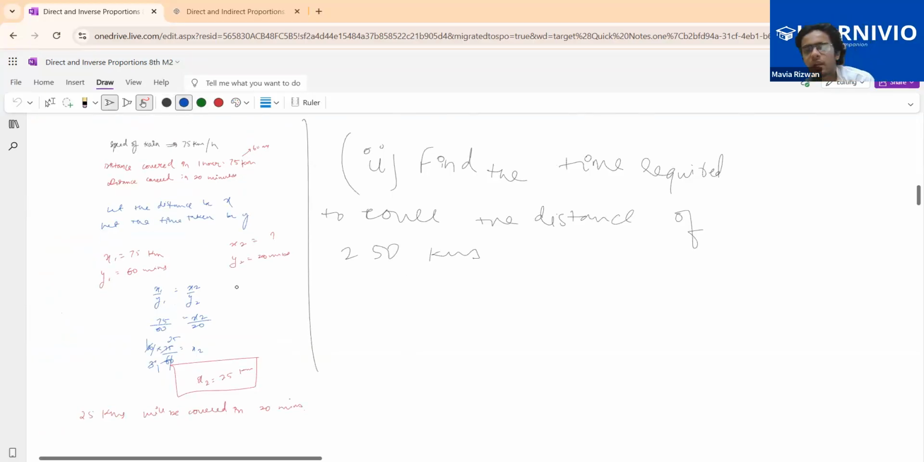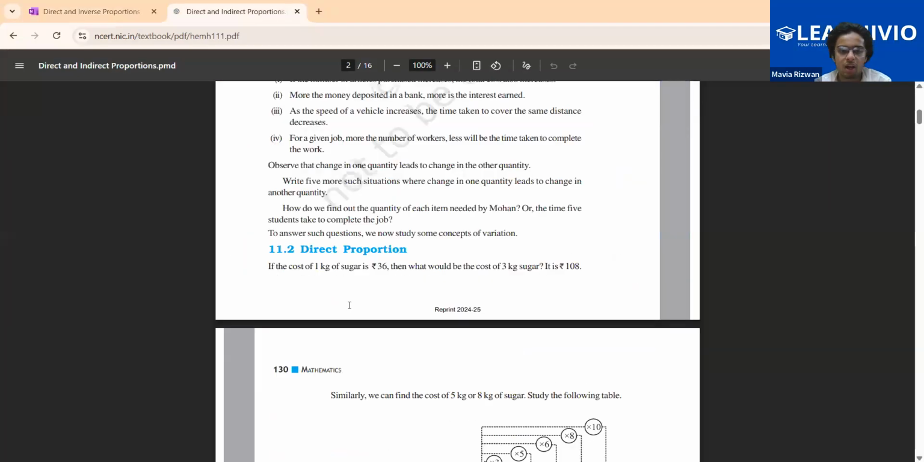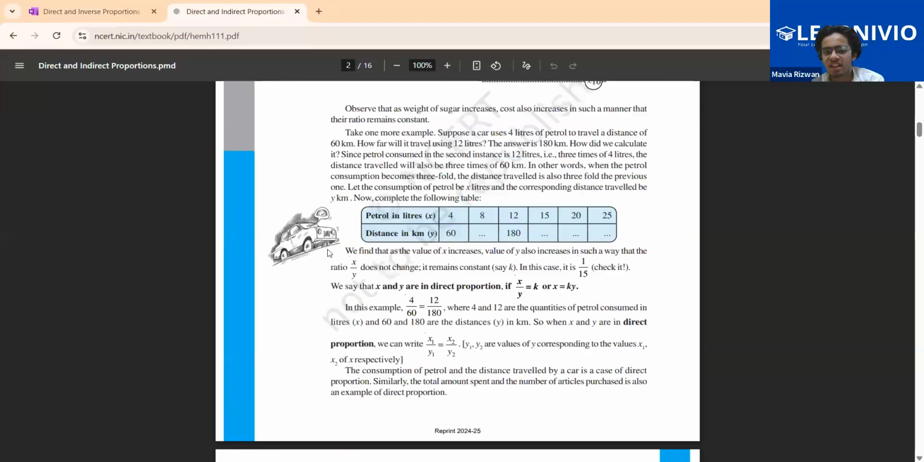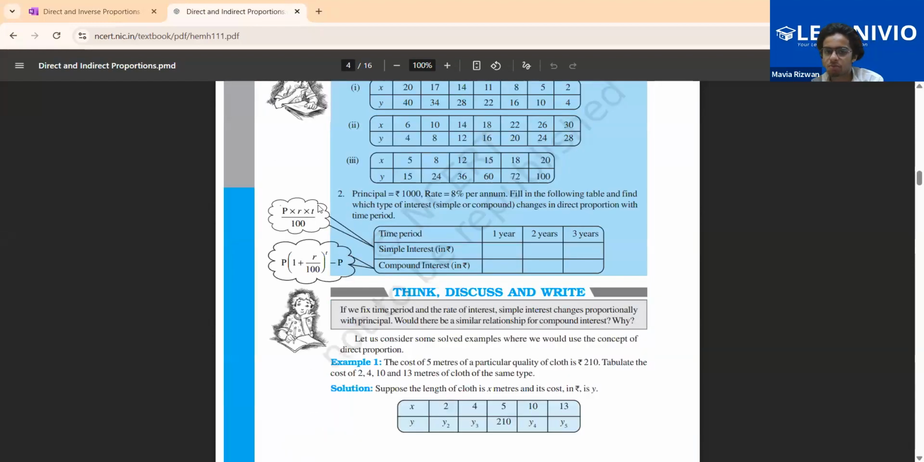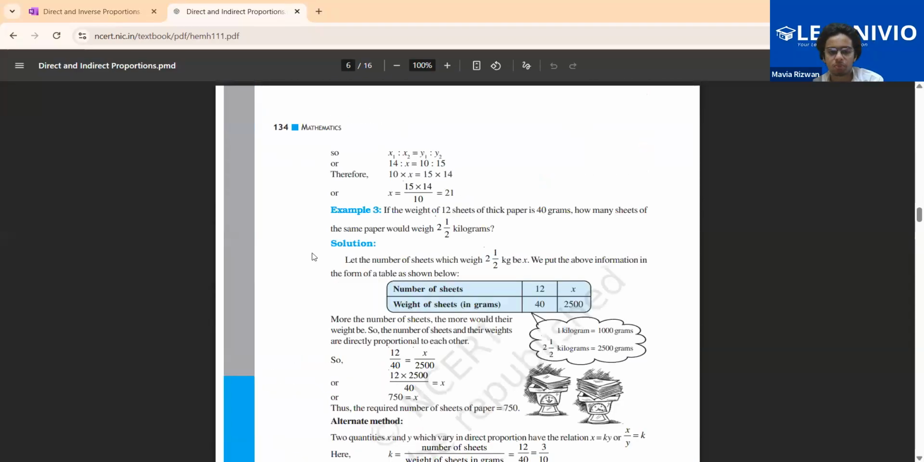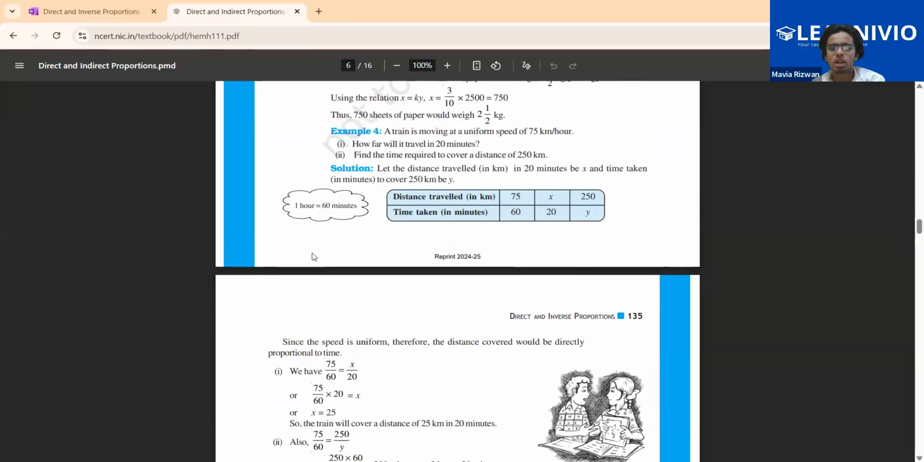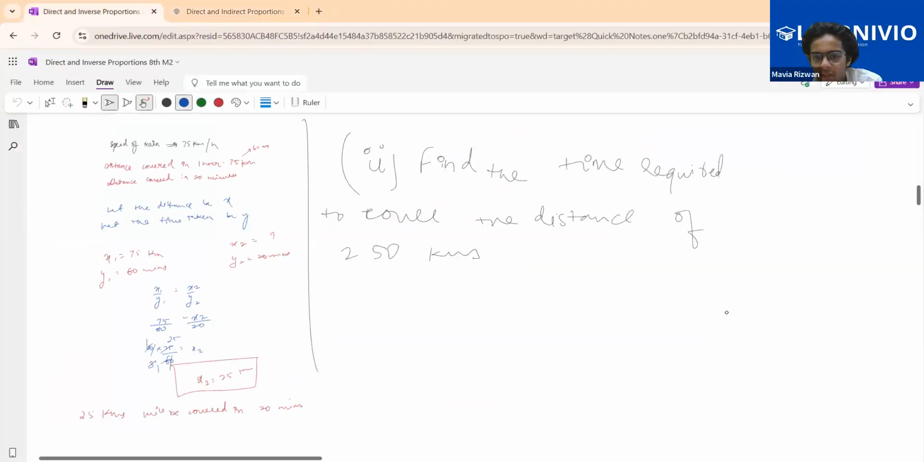So find the time required. I'll show you the question first. What was the question? A train is moving at a speed of 75 kilometers per hour. This means that whenever we say 75 kilometers per hour, we mean that in 1 hour the train would cover 75 kilometers. In 1 hour, the train would cover 75 kilometers.